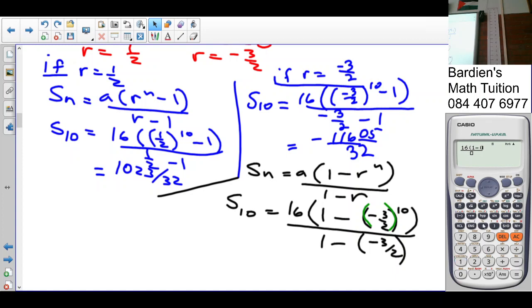One minus, open brackets, negative 3 over 2 raised to the exponent 10 over 1 minus negative 3 over 2. Same answer, negative 11,605 over 32. Okay. Any other confusion at this point? You all understand? Alright. So for homework, I want you guys to do exercise 6, and that's on page 16.